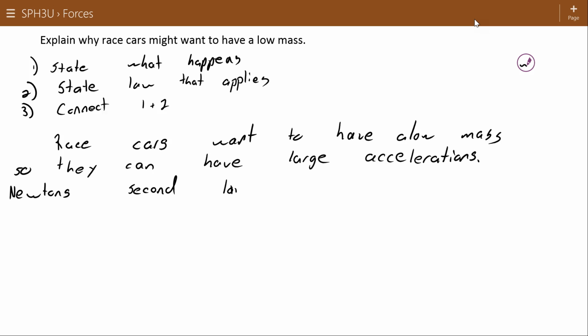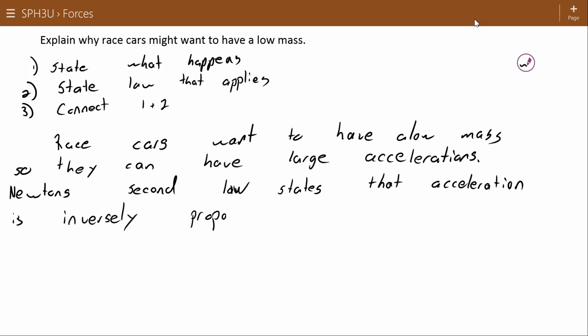And I'm only going to, again, say the part of the law that applies to this specific line. I don't have to say all of Newton's second law. So Newton's second law states that acceleration is inversely proportional to mass. So as mass goes down, acceleration can go up.